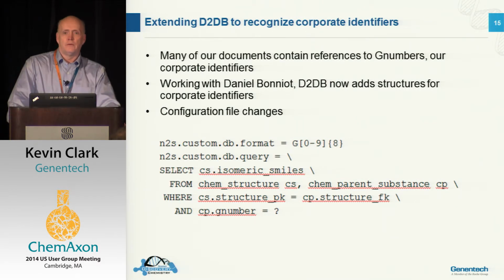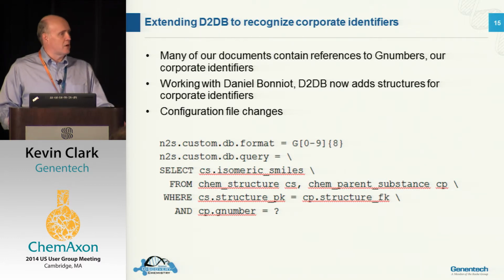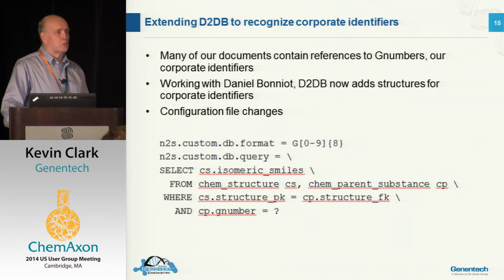So if you recall in the beginning, I said that we use embedded ChemDraw as well as corporate identifiers. And out of the box, D2DB does not recognize our corporate identifiers. But working with Daniel, he quickly added support for this within Document to Database. And so now we can search for and extract structures for our corporate identifiers.